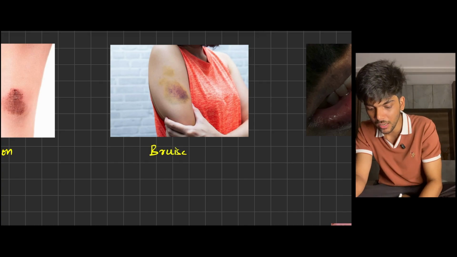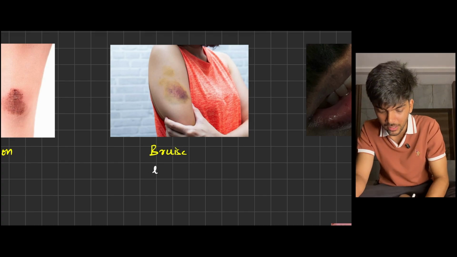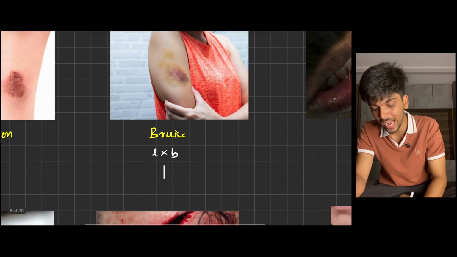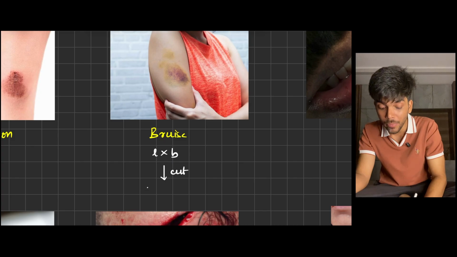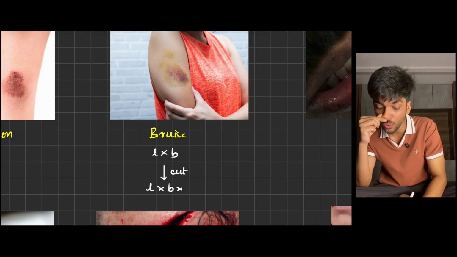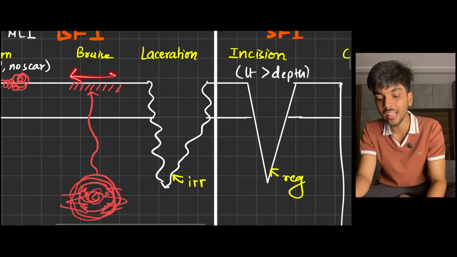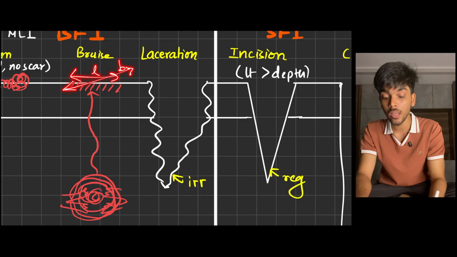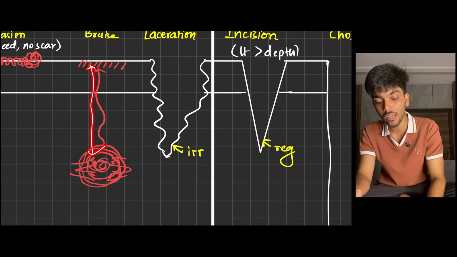What can you appreciate? I can appreciate the length of the bruise and the breadth of the bruise. So length times breadth. However, in a dead body, in a cadaver, if I incise the bruise, I can also appreciate the depth of the clot, that is how deep the clot is. So I can appreciate the length of the bruise, the breadth of the bruise, and if I cut or incise the bruise, I can also see how deep the clot is.